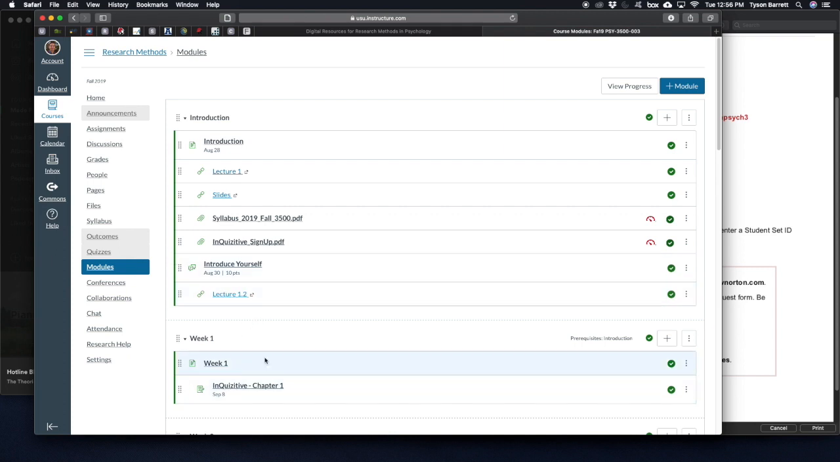Going forward, you'll have weekly modules that have information for you to work through. If you stay up to date with each week, you should be able to stay up to date in this class. And that is all for this lecture.